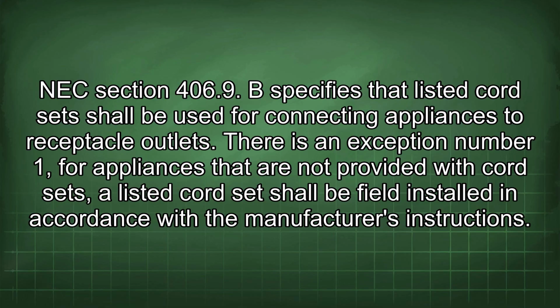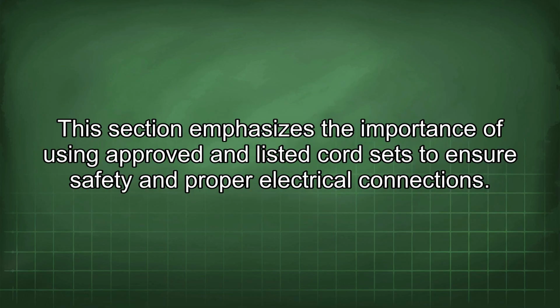NEC Section 406.9 B specifies that listed cord sets shall be used for connecting appliances to receptacle outlets. There is an exception number 1 for appliances that are not provided with cord sets. A listed cord set shall be field installed in accordance with the manufacturer's instructions. This section emphasizes the importance of using approved and listed cord sets to ensure safety and proper electrical connections.